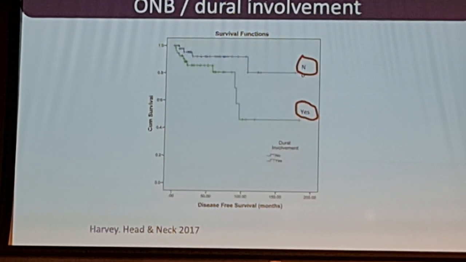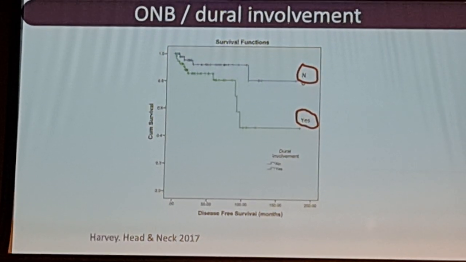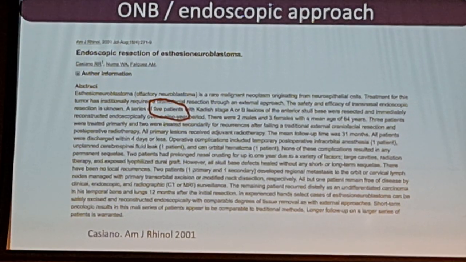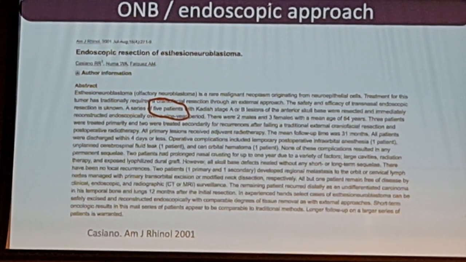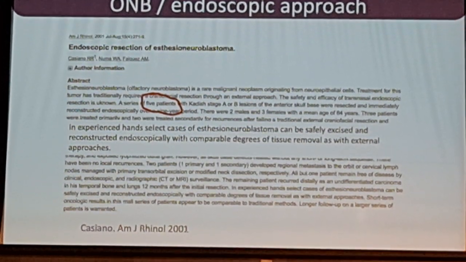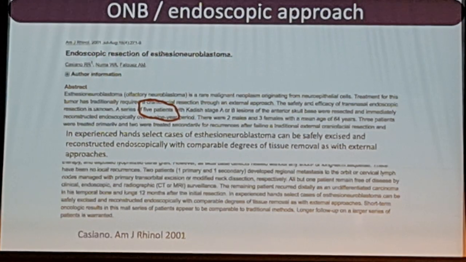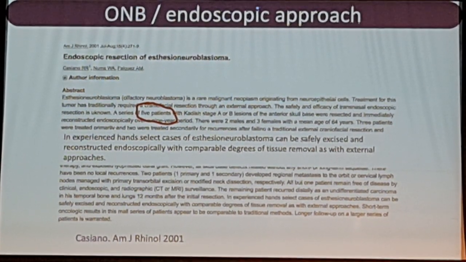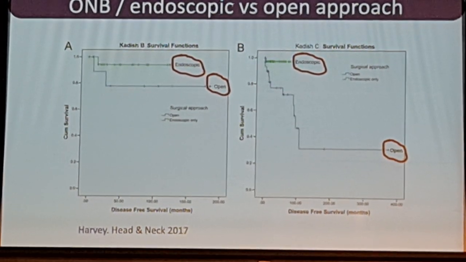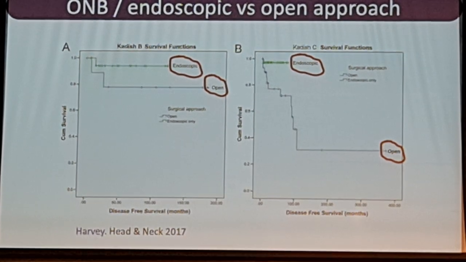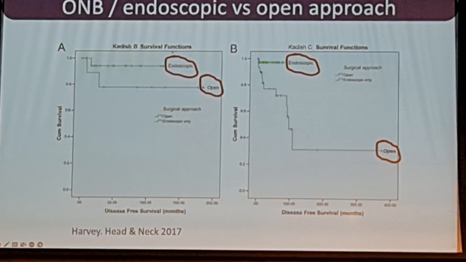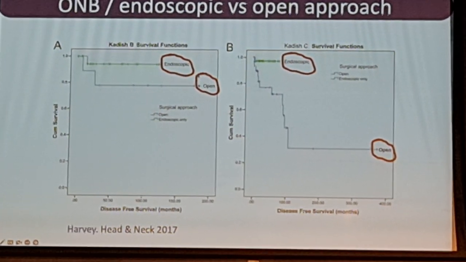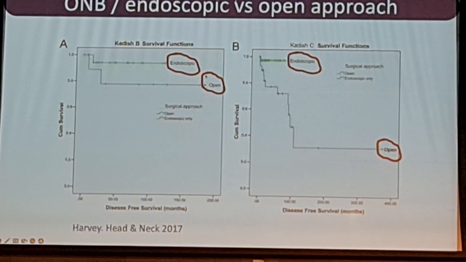Bad prognosis for dural involvement. The survival rate is less than without it. This is the first series, 20 years ago, of 5 patients, from Casiano, from the US, and he recommended using the endoscopic approach for these patients. Now we have series, like I mentioned before, a lot of them, the majority of them, by endoscopic. And this is the difference between endoscopic versus open in Kadish B and C. You can see the survival rate is different from one to the other.